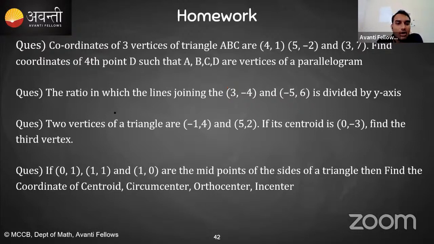So this is a homework for you. You have to do question number 1, question number 2, and question number 3, and in this last question, you only have to find the coordinates of the centroid and the incenter. The circumcenter and orthocenter you will be able to do after tomorrow's lecture. So you have to do these questions as homework.